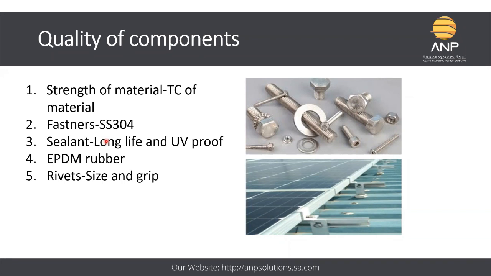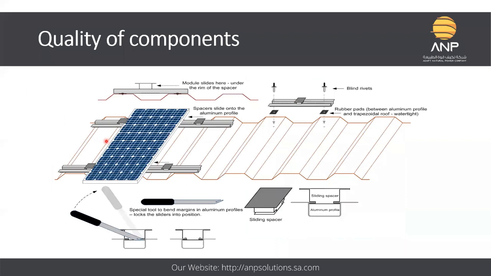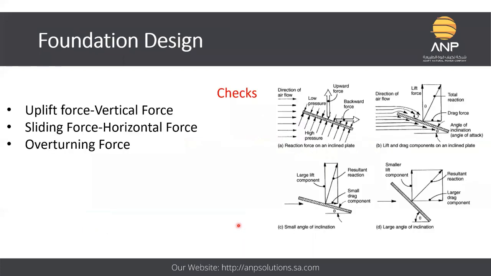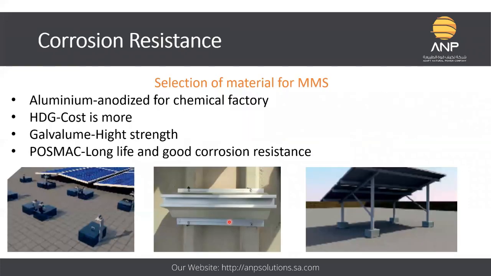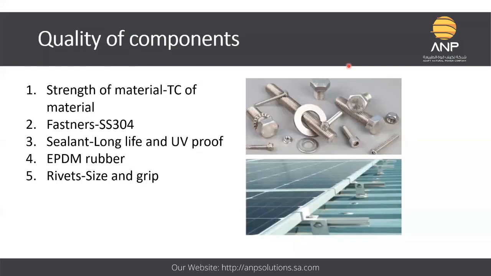Other components are EPDM rubber and rivets. You can see in this particular image, the rubber is used between the aluminum structure and the sheet. This EPDM rubber is used so that there will be no future leakage. And this is a rivet. The rivet is used to fix this aluminum short rail type structure, which I am going to explain in the next slides. This rivet is used to fix this particular structure. While selecting a rivet, you should take care about the size and grip.